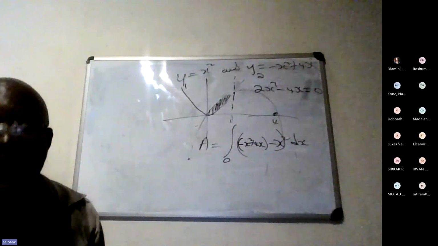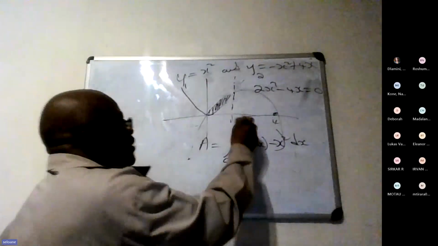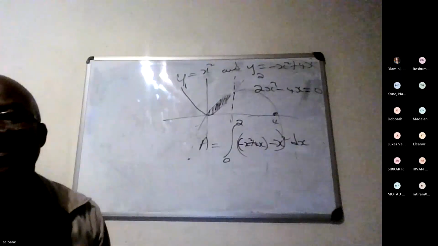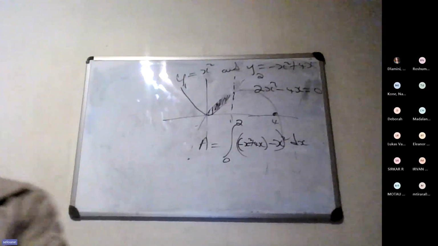One x will be 0, another x will be 2. Then here, it will be 2. Now from there, you integrate this. Then you get your answer. Any question thus far?